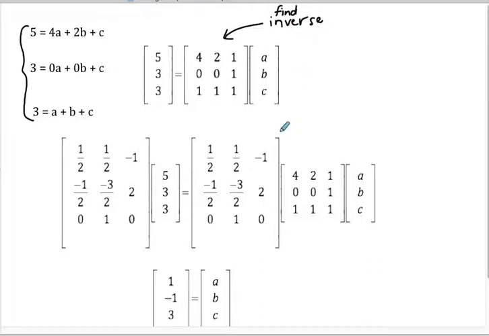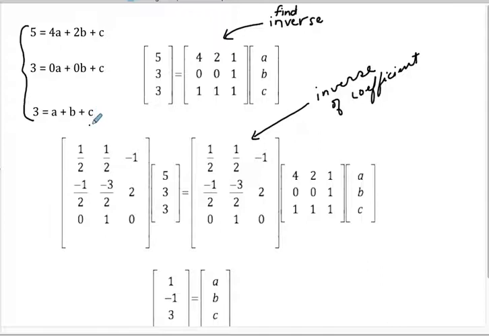And I did that on a graphing calculator. So I plugged it into the graphing calculator and asked for the inverse equation, and I got this lovely inverse of the coefficient matrix.